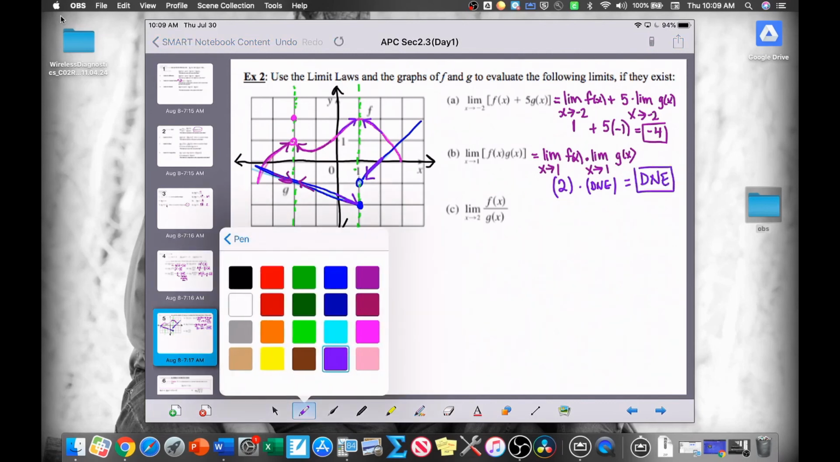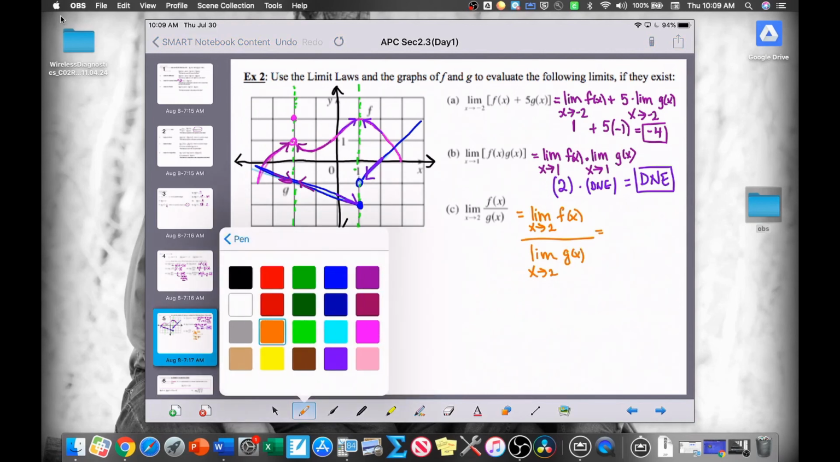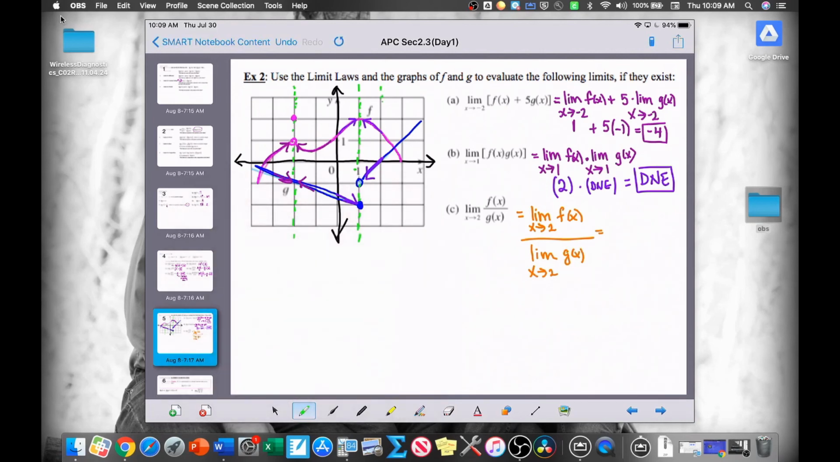And then finally, letter C, we are doing the limit as x approaches 2 of f of x divided by g of x, which is going to be equal to the limit as x approaches 2 of f of x in my numerator, and the limit as x approaches 2 of g of x in my denominator. So then when I look at x equals 2 on my graph, one more vertical line here.